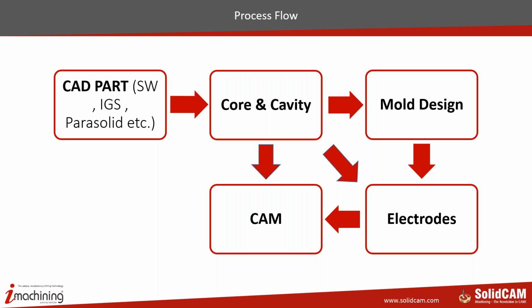From here, actually, three processes can be done simultaneously once the separation happens. One user could take these parts and start the mold design. And simultaneously, another user could pick these core cavity parts and start making the electrode design. And the third process that could simultaneously go on will be the CAM generation using SolidCAM.